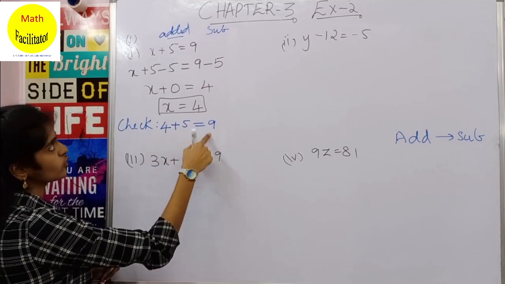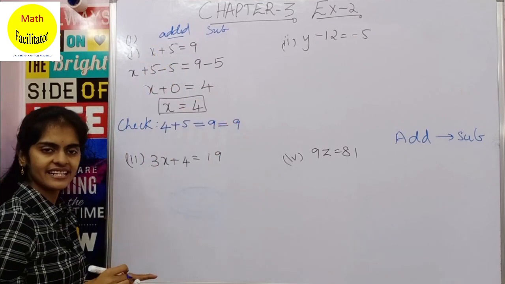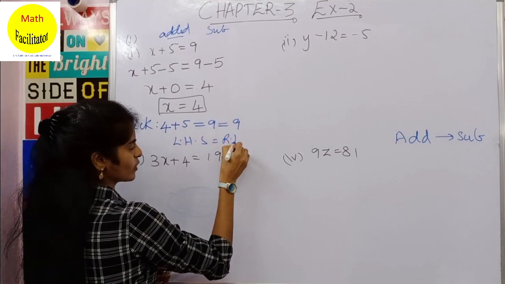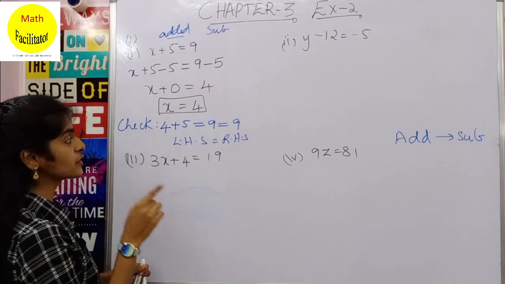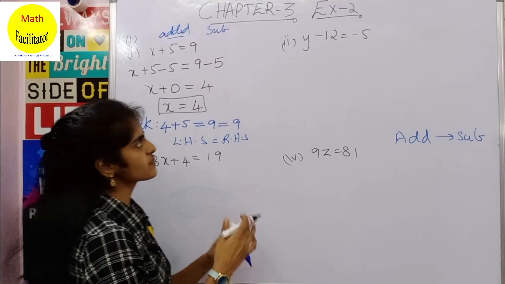That means LHS you got as 9. Now RHS is also 9, right? So you got LHS equal to RHS. So whatever answer you got here is correct. So x equal to 4 is the solution of this equation. Is it clear now? So let us move on to the second bit.